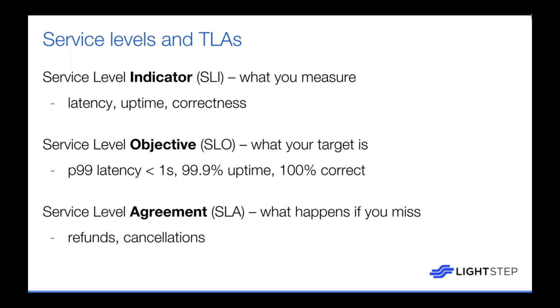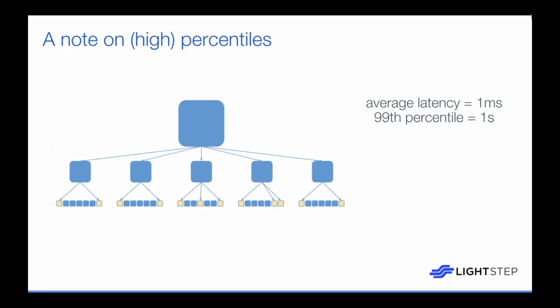Finally, if we want to go all the way, we might define a service level agreement. This is what happens if you miss that objective, if you fail to meet it. An agreement is really about the consequences. This is about what your users will expect when you fail to meet it, and that can take the form of a refund or a cancellation. Not all SLOs will have SLAs, but SLAs can be important because they help drive investment toward SLOs and SLIs.